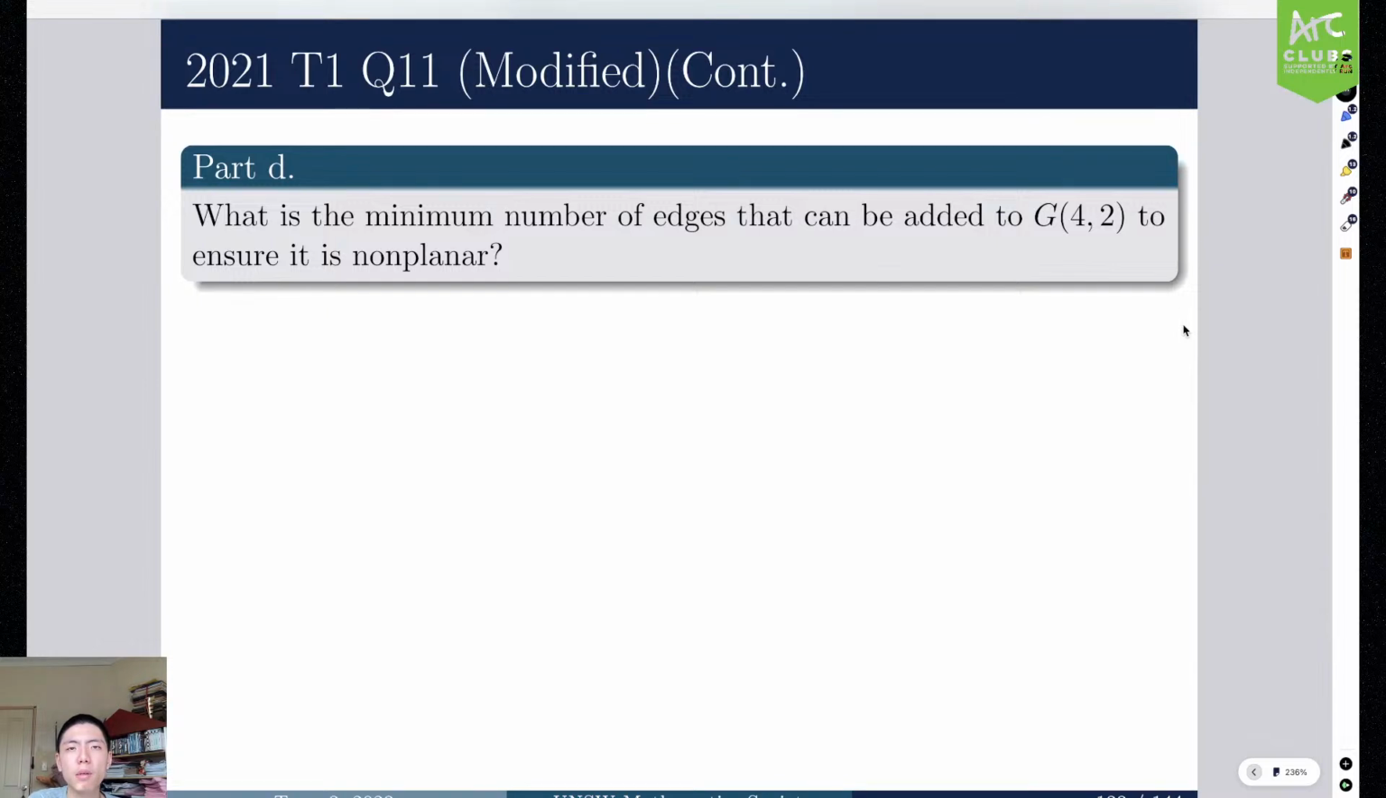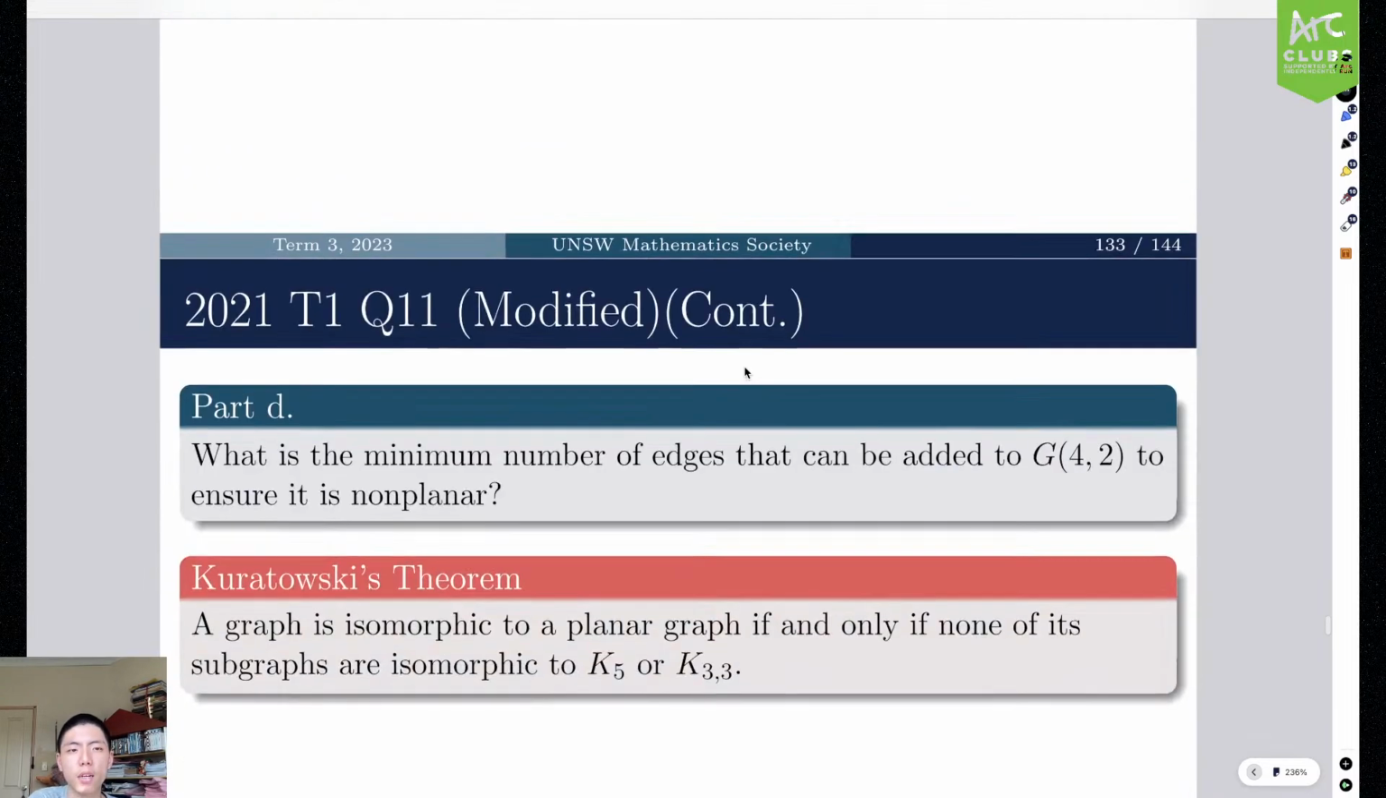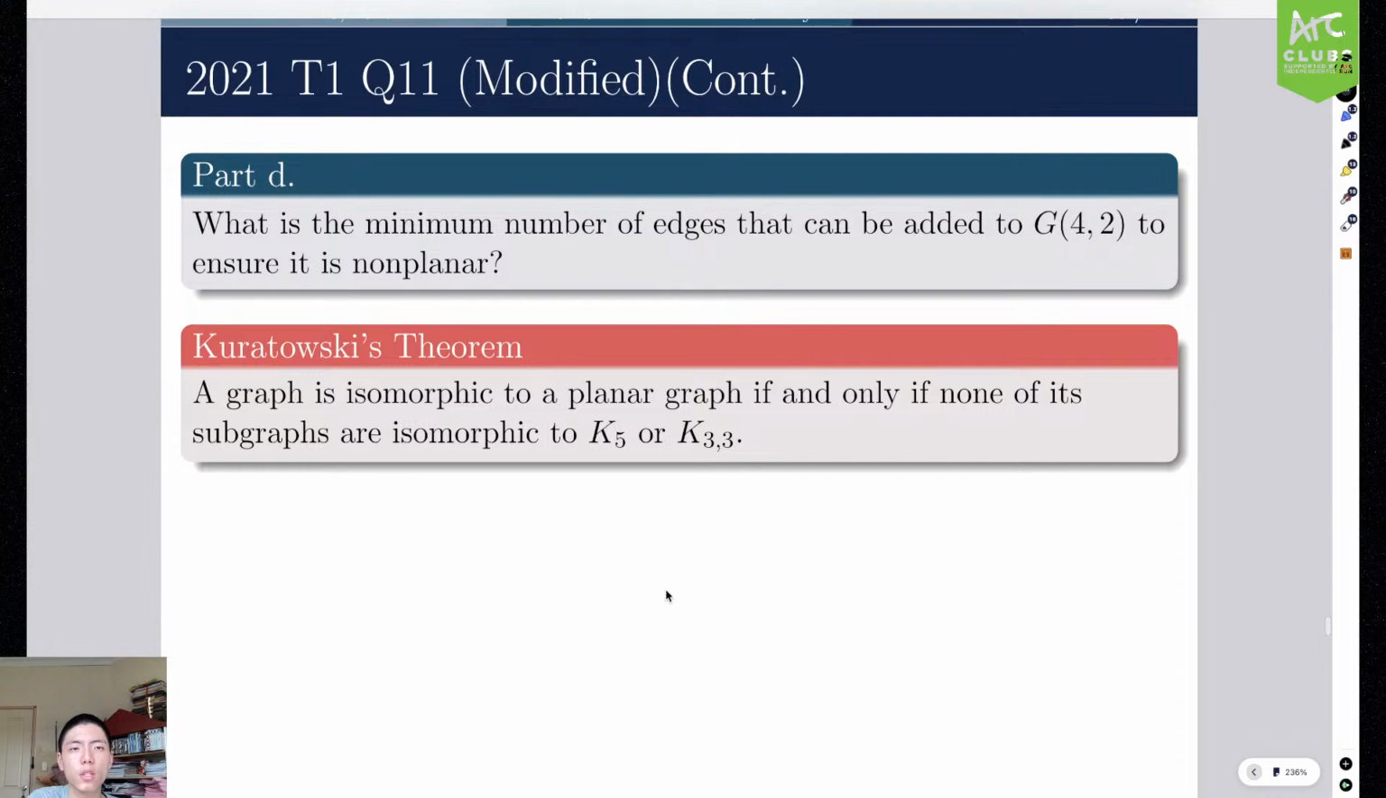D. What is the minimum number of edges that can be added to G42 to ensure that it is non-planar? So just a refresher on non-planar, we can use Kuratowski's theorem, right? So what this says is a graph is isomorphic to a planar graph if and only if none of its subgraphs are isomorphic to K5 or K3,3. Essentially what Kuratowski's theorem is saying is if there are subgraphs that are isomorphic to these, then, if and only if, so it works both backwards and forwards, it is isomorphic to a non-planar graph.